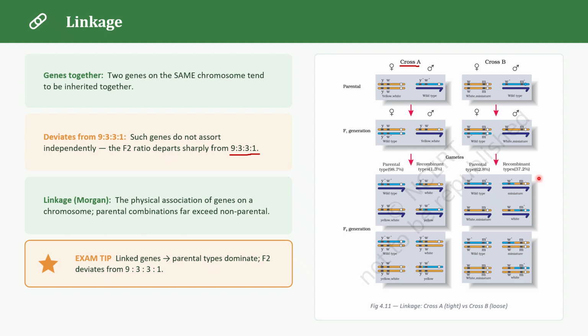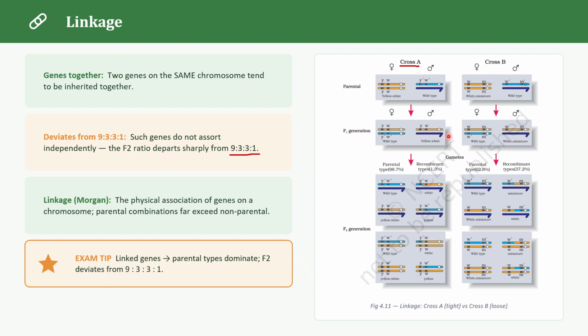Let's have a quick comparison of cross A and cross B. They may ask you in the examination to compare tight and loose linkage. So let's talk about the features. The first feature is the gene studied. What is the gene studied in cross A? It is yellow and white. And what is studied in cross B? It is white and miniature.